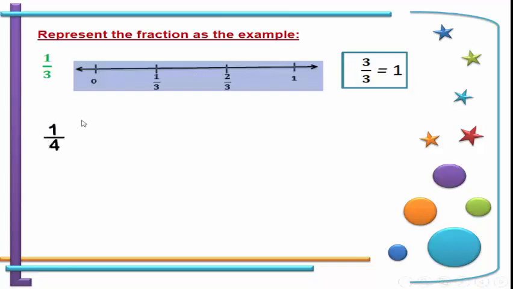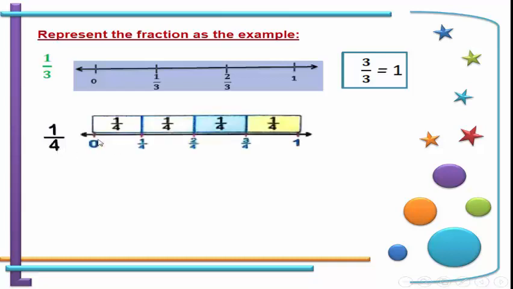Represent a fourth, or 1 over 4, on the number line. We have two steps. You will tell me. Yes, step number 1, draw the number line, start with 0 and end with 1. And then divide the number line after 0 into 4 equal parts. Let's see. I draw the number line, start with 0 and end with 1. And then after 0, break into 4 equal parts at 1, 2, 3, and 4.